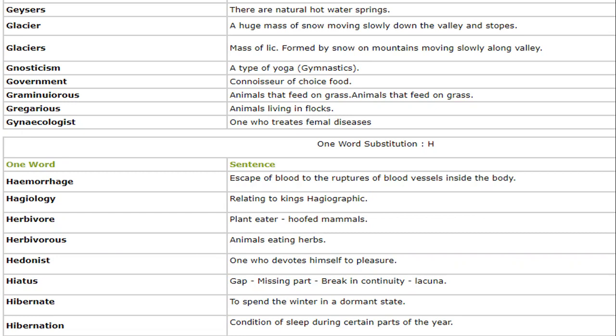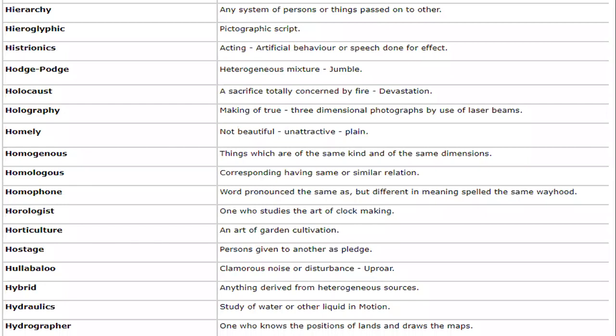Hiatus, a missing part. Hibernate, to spend the winter in a dormant state. Hibernation, condition of sleep during certain parts of the year. Hierarchy, any system of persons or things ranked one above another. Hieroglyphy, pictographic script. Histrionics, acting, artificial behavior or speech done for effect. Hodgepodge, a heterogeneous mixture. Holocaust, sacrifice totally consumed by fire, devastation.